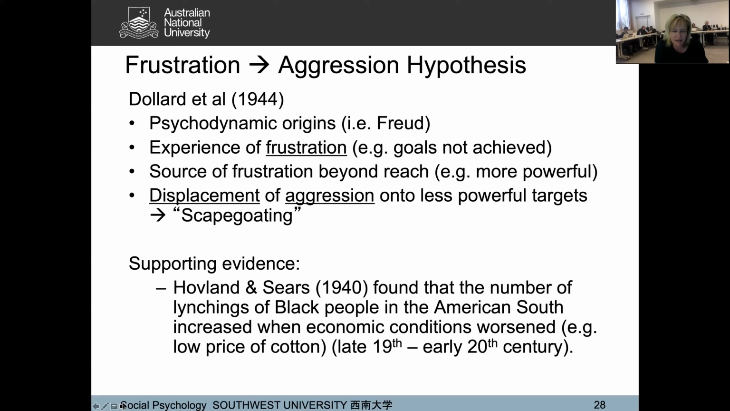Some of the supporting evidence for this comes from studies of lynchings, the hanging of African Americans in the American South during the late 19th and early 20th century. What the researchers, Hovland and Sears, found was that the number of lynchings increased when economic conditions worsened. The idea is that people aren't getting the price they want for their cotton. They're becoming very frustrated about their economic conditions, and it's very difficult for them to address the source of that problem. So that frustration is displaced as aggression towards a less powerful target, African Americans, during this time. This is the kind of model that governs this psychodynamic perspective.